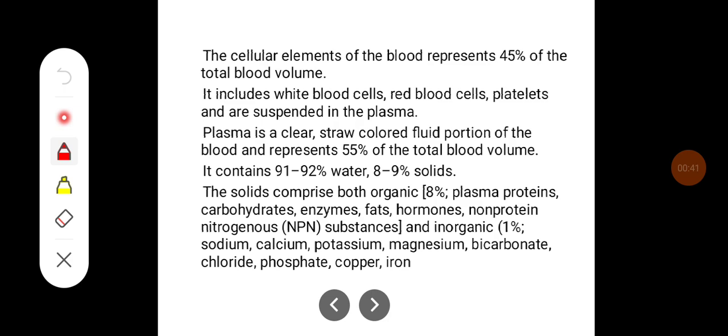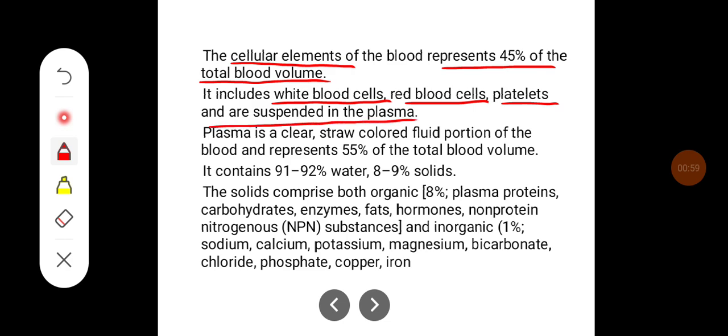The blood has a cellular element and a plasma element. The cellular element represents 45% of the total blood volume and includes blood cells: red blood cells, white blood cells, and platelets, which are suspended in the plasma. Plasma is the clear straw-colored fluid portion of the blood, and it represents 55% of the total blood volume. The plasma contains almost 91 to 92% water and only 8 to 9% solids.